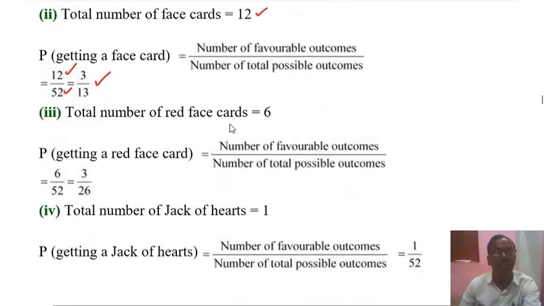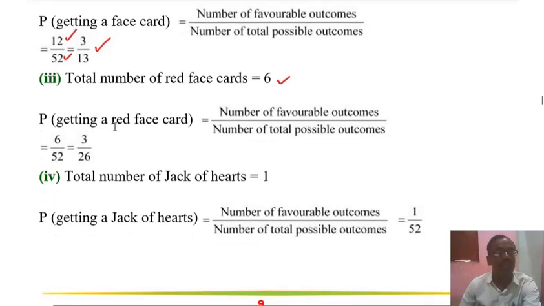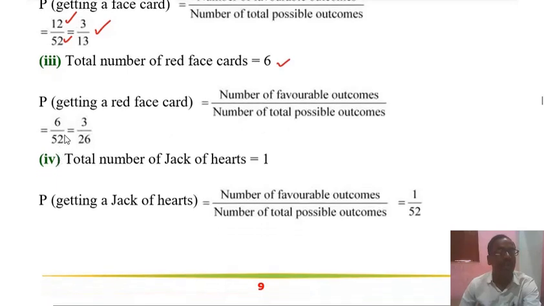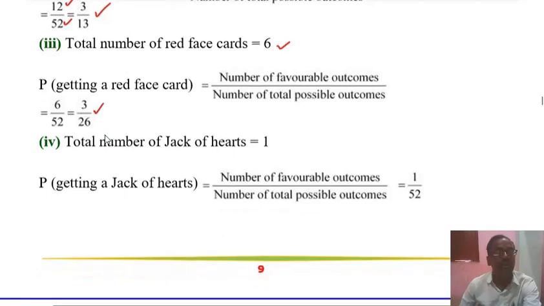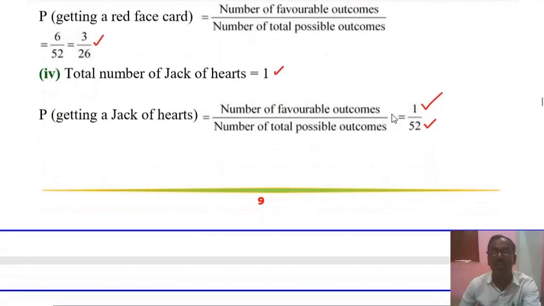The total number of red face cards is 6. So the probability of getting a red face card equals the number of favorable outcomes over the total number of possible outcomes, which is 6 by 52. After cancelling out the common factor, we get 3 by 26. The total number of jack of hearts is 1. So the number of favorable outcomes is 1, and the number of total possible outcomes is 52. So the answer of this one is 1 by 52.